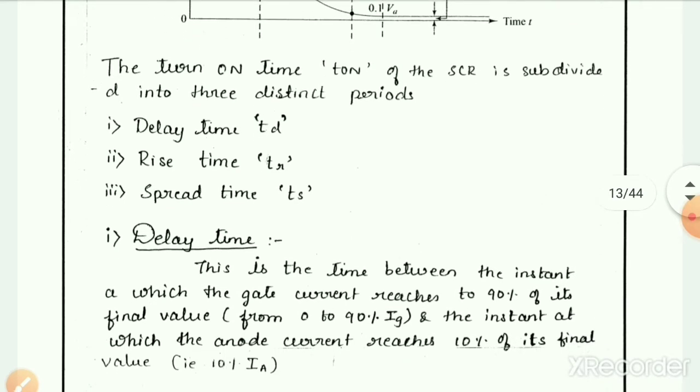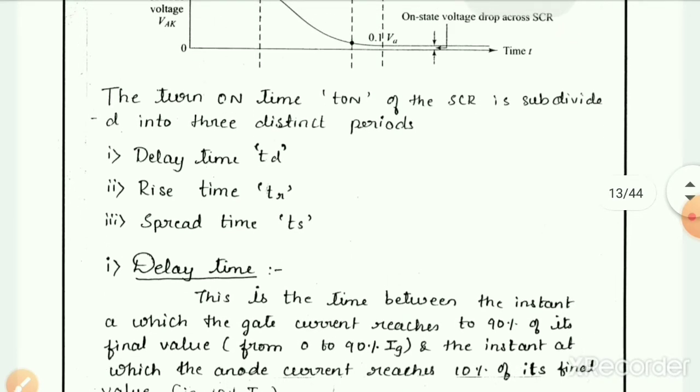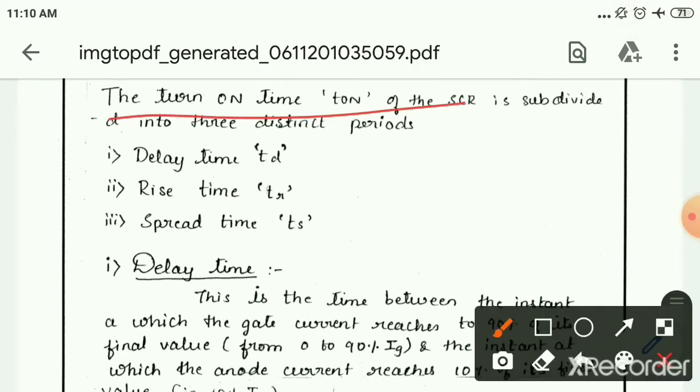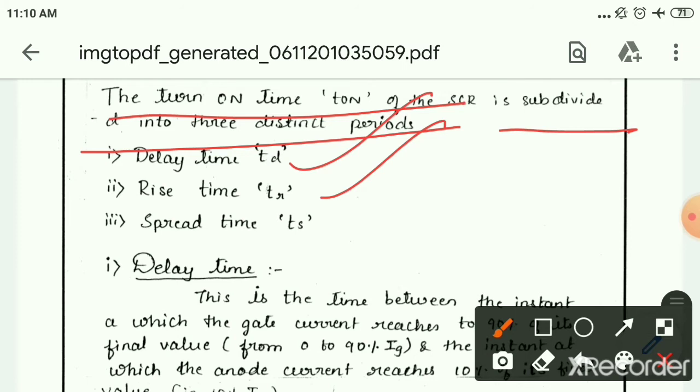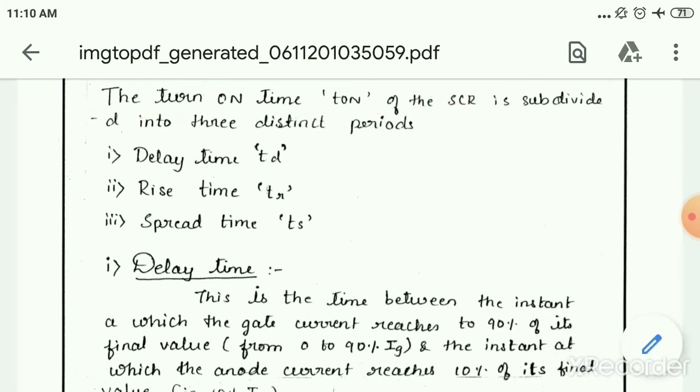Here the turn on time T-on of an SCR, or silicon controlled rectifier, is subdivided into three distinct periods, as we already saw in BJT and MOSFET. One is TD, called the delay time. Another is TR, the rise time. And another is the spread time, TS.